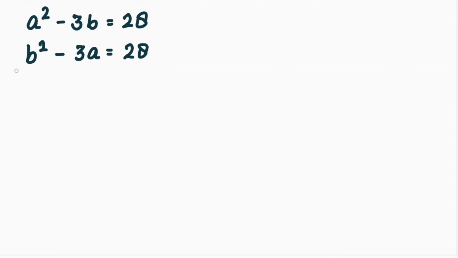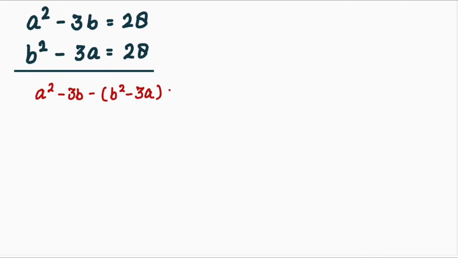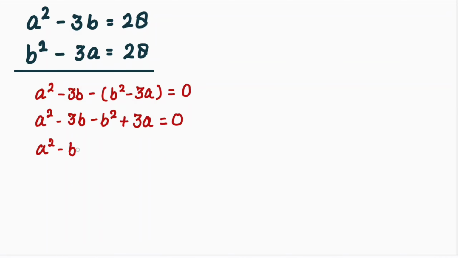The two equations have the same right hand side, 28. So if we subtract both of them, we get a square minus b square and 3a minus 3b. A square minus b square is a minus b, a plus b.